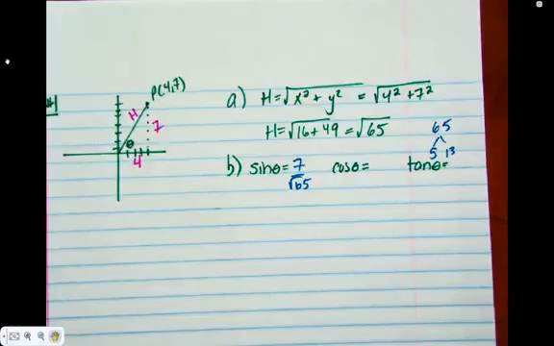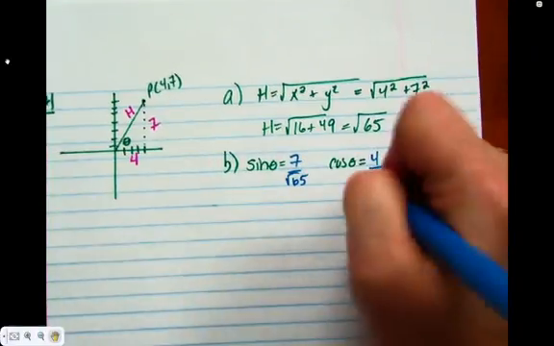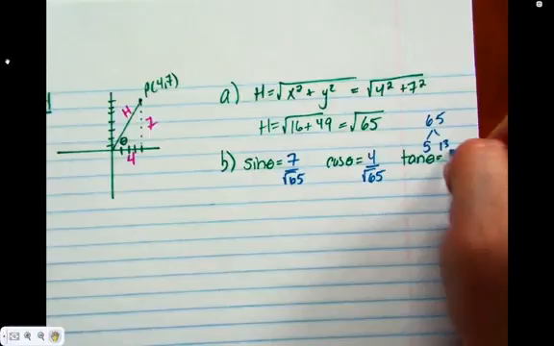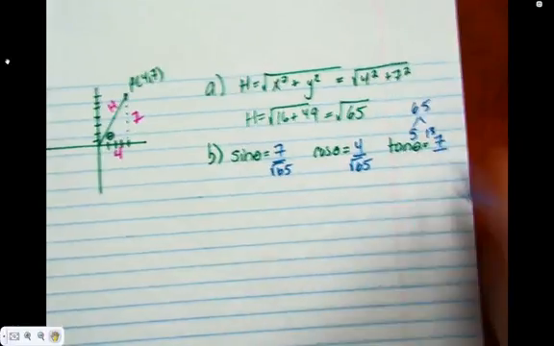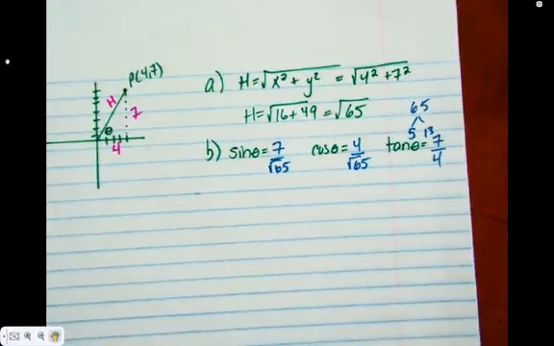Cos is x over the hypotenuse, so the x from the point is 4. Hypotenuse we just found is root 65. And tan is the y coordinate over the x coordinate. The y coordinate is 7, and the x coordinate is 4. Do we have to rationalize? Not in trig. I'll tell you why in a second. It's kind of nice we don't have to rationalize. Yay!